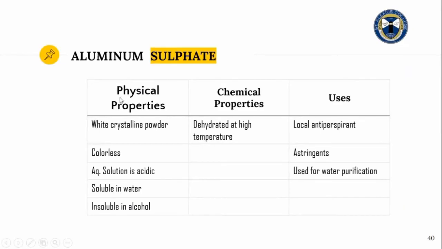The aluminum sulfate is a white crystalline powder. It is colorless. The aqueous solution is acidic. It is soluble in water, but the aluminum sulfate is insoluble in alcohol. For the chemical properties, aluminum sulfate is dehydrated at high temperature. For the uses, it is a local antiperspirant. When we say antiperspirant, it protects us against sweat and odor. Next is the astringents, and the aluminum sulfate is used for water purification. So that's the end of my report.